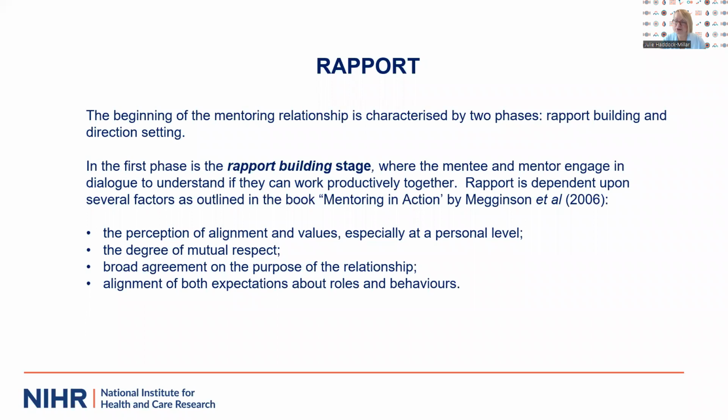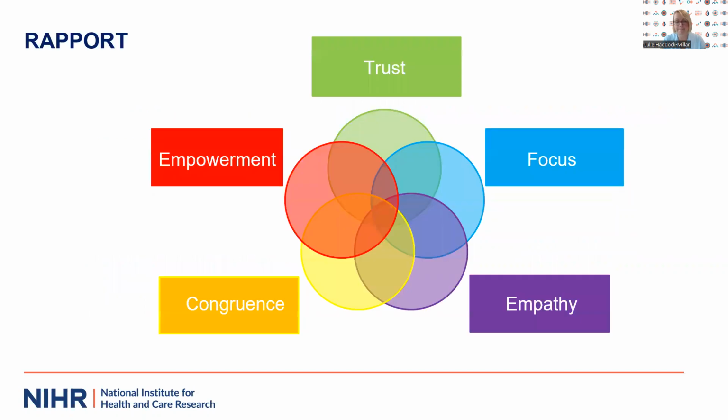Now, I wanted to touch on each of those stages, the first, rapport, as it's so incredibly important when building the relationship. So this is where you're spending time as a mentor and a mentee getting to know one another, developing that mutual respect and understanding, the broad agreement around the purpose of the relationship, aligning expectations, roles and behaviour, for example. And rapport consists of 5 elements.